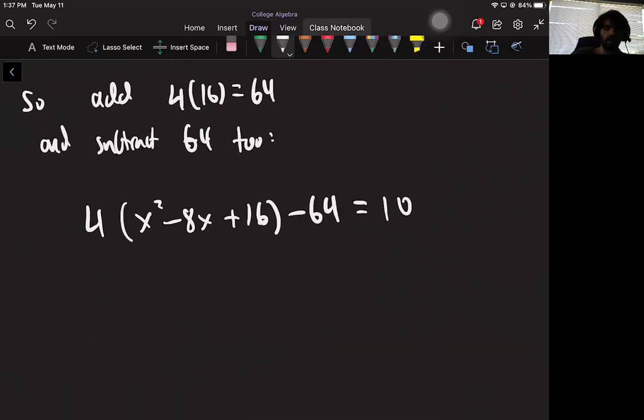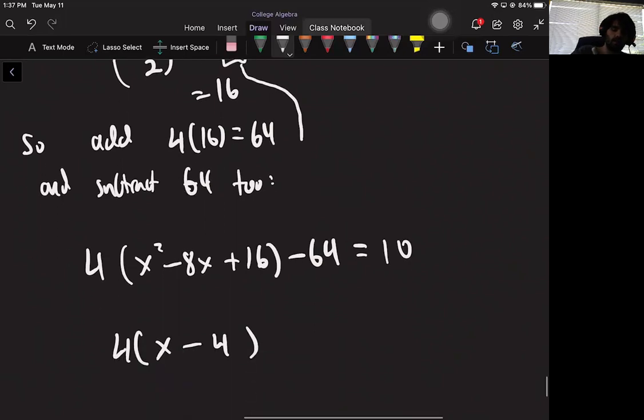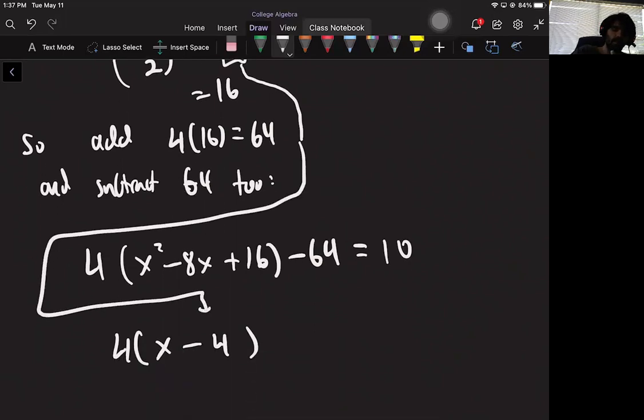Okay, so now I can simplify, and that means I can factor this guy. So this is going to factor into x minus 4, because that's what it was before I squared it. It was a -4. So again, that's where that's coming from. And that becomes that thing squared. And then I can also add this 64 to the other side if I want. So I get 74.